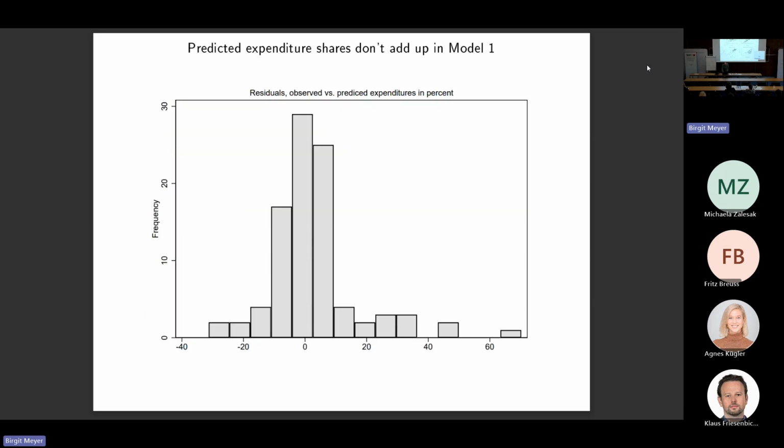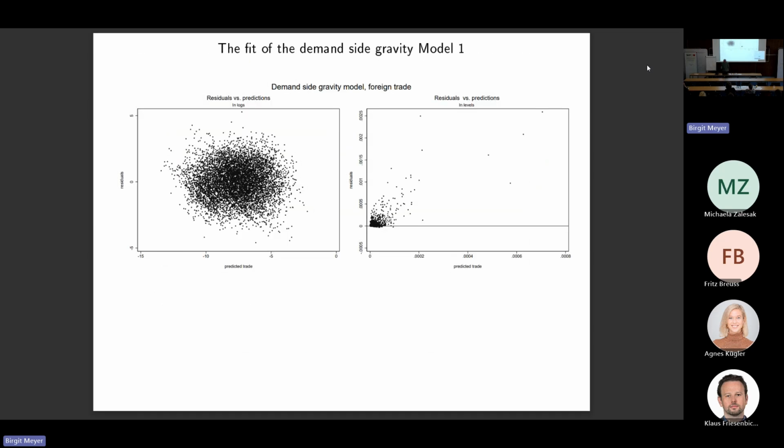Then I plotted what it makes, and you see this is the residuals of the demand side gravity model in logs, which is fine. If you convert it to levels, with some assumptions, you see that it doesn't work at all. The big ones are heavily over-predicted. So you see this log thing is really difficult, doesn't work well.